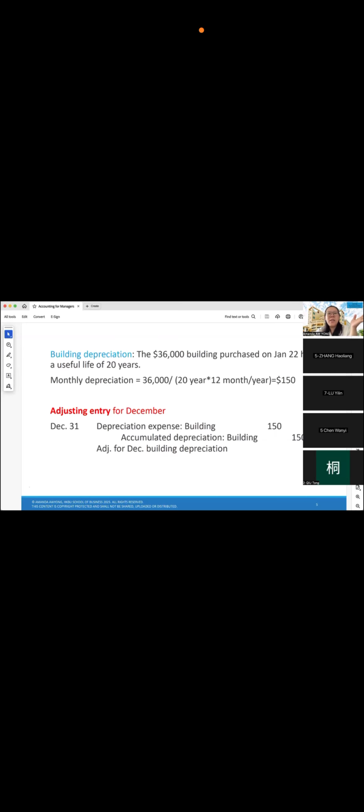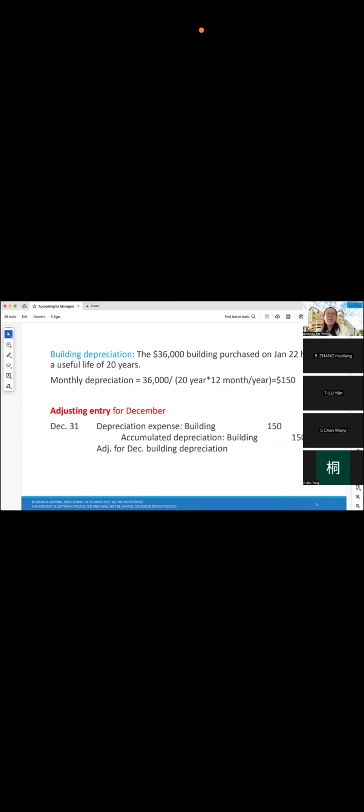So for example, if I buy a building and I intend to use it for 20 years, I am going to allocate the total cost of the building over the 20 years so that my expenses do not take a big hit in the year that I use it or in the year that I pay it, but rather across all the years that I'm going to use the building for. In this example, we purchased a $36,000 building on the 22nd of January and it has a useful life of 20 years. If we consider straight line depreciation, which is a simple average, we are going to have $36,000 divided by 20 years times 12 months in a year. That would give us $150 for monthly depreciation for this particular building.